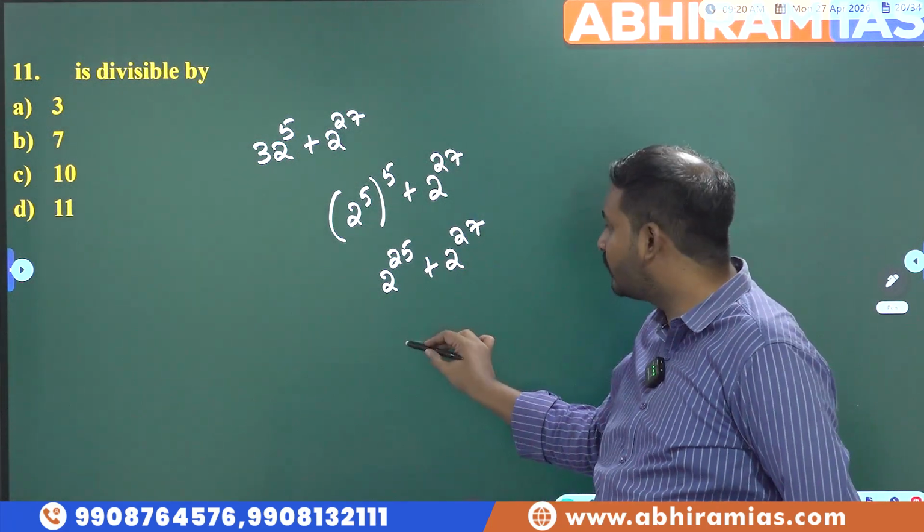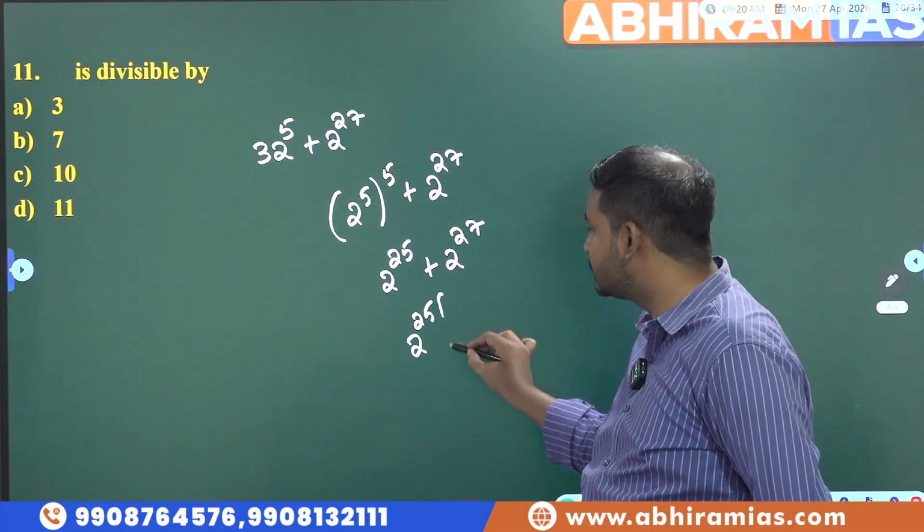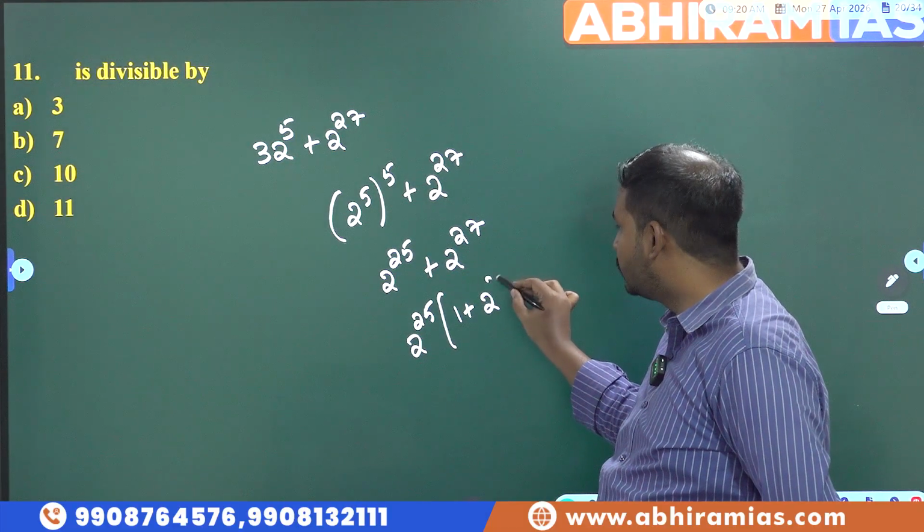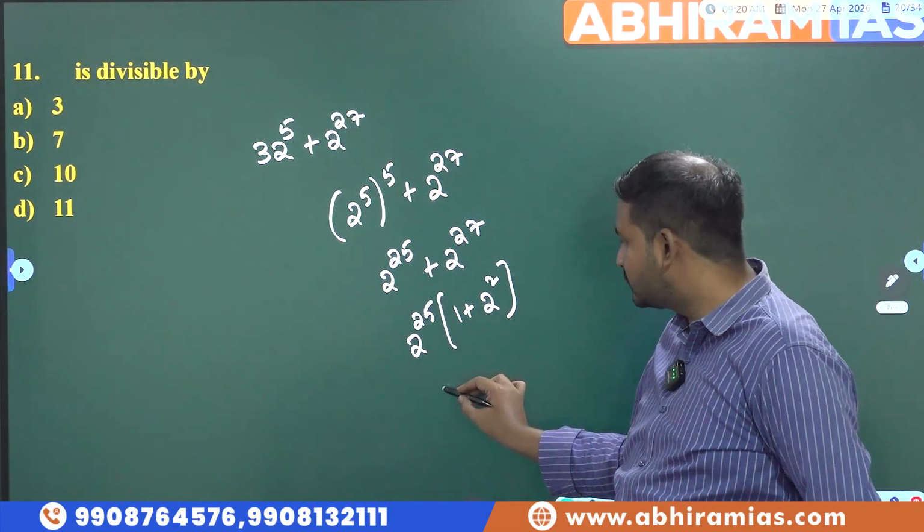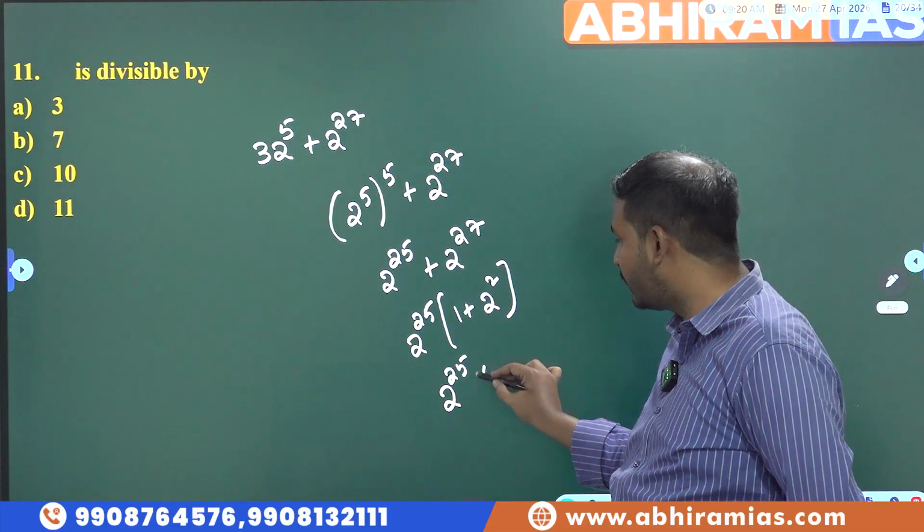If I take 2 power 25 common here, what happens to this? 1 plus 2 power 2. So this will become 2 power 25 into 5.